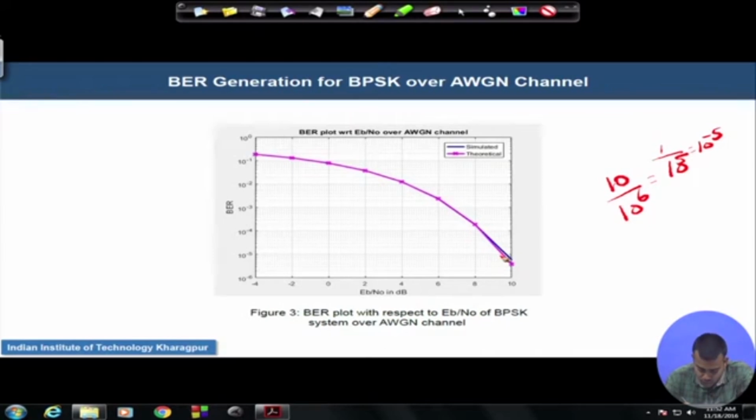That is in the case of theoretical mode. In the case of simulation, you need an extra 0.4 or 0.5 dB. That means there will be a mismatch between the simulated probability of error and the theoretical probability of error. You can say that theoretical calculations are always more accurate than the simulated ones. That's what we observe in the generated graph.